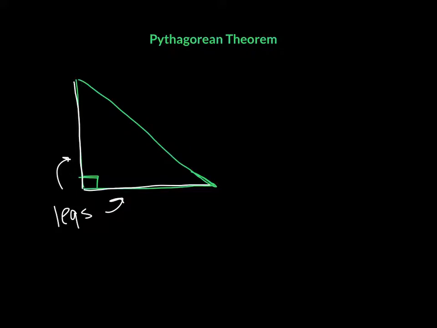And then the other fancy word is hypotenuse. And that's your longest side, so the one that's across from the right angle. And that one is connected to your two legs. So that makes up our right triangle.